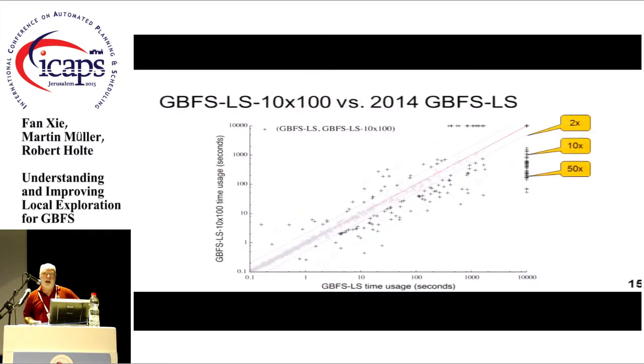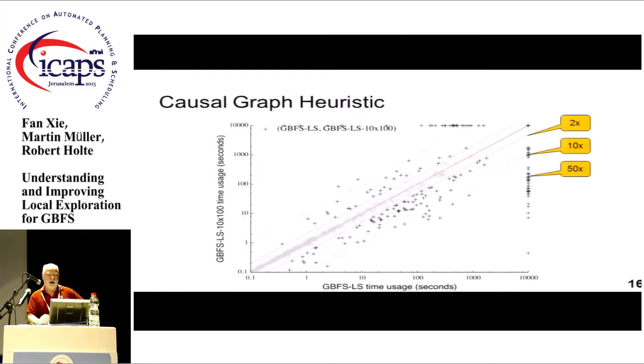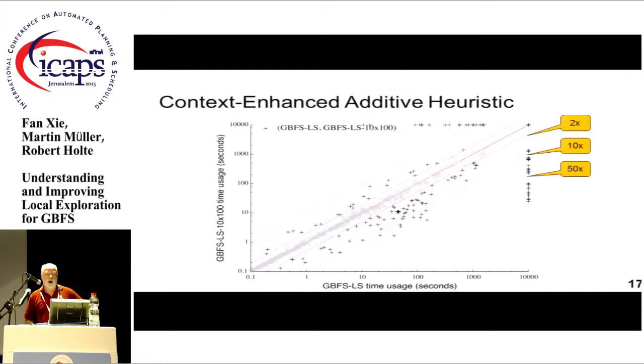All of these experiments were done using the FF heuristic, and some of you might say, well, that's a lousy heuristic. Who would ever use that? Maybe you only get plateaus if you use the FF heuristic. So we also looked at the causal graph heuristic, and it's the same thing. This is GBFS LS from 2014 on the x-axis and the time for the 10 by 100 version on the y-axis. Again, you see lots of points below the diagonal, which means there are lots of small UHRs even with the causal graph heuristic. The same is true for the context enhanced additive heuristic. It could be specific to the heuristic you're using, but these are three of the popular heuristics in the planning literature, and you get pretty much the same picture in all of them.